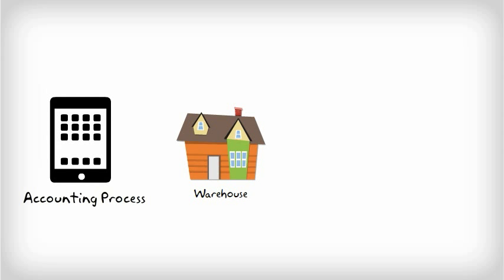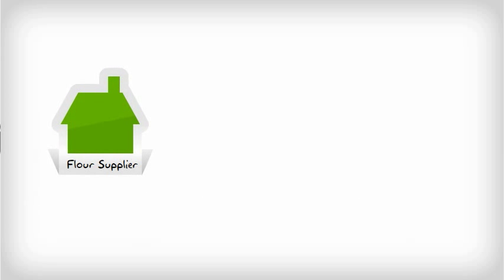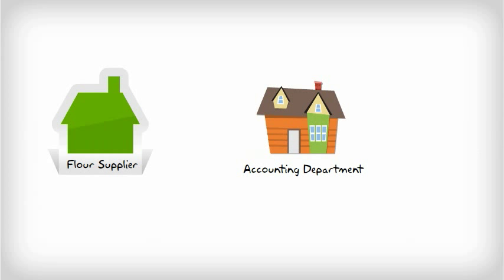This is where the accounting process happens. After BreadTalk's warehouse receives the flour, the assets account will be debited in the ledger, indicating that the flour in the warehouse has increased due to the purchase order. The flour supplier will then send out the invoice to BreadTalk's accounting department. If BreadTalk has sufficient cash in the bank, they will proceed to send the payment to the flour supplier with a check.